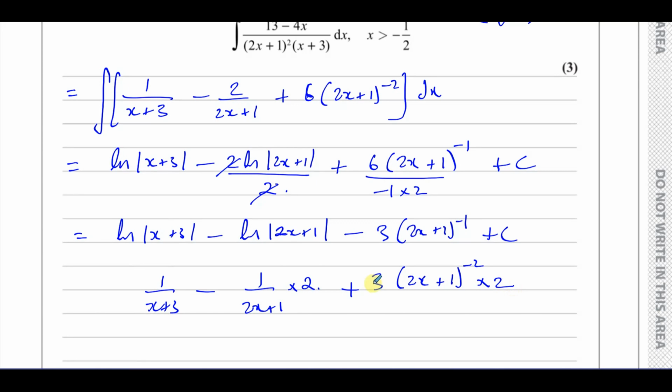So I end up with 6 times (2x plus 1) to the power of minus 2. And this gives you 2 over 2x plus 1. And this gives you 1 over x plus 3. So this is like a little check. And of course, the plus c becomes 0. So we can see that we get exactly what we started with when we differentiate our answer. Okay, so that's one way to make sure that you haven't made a mistake.